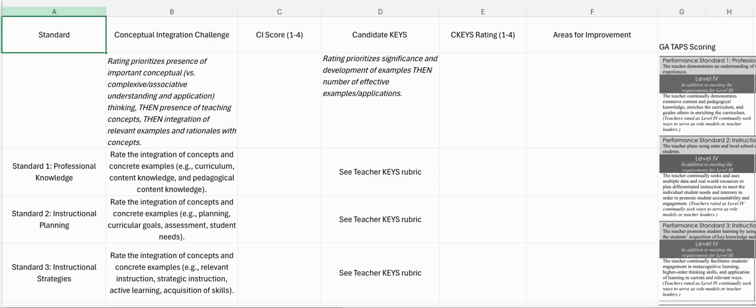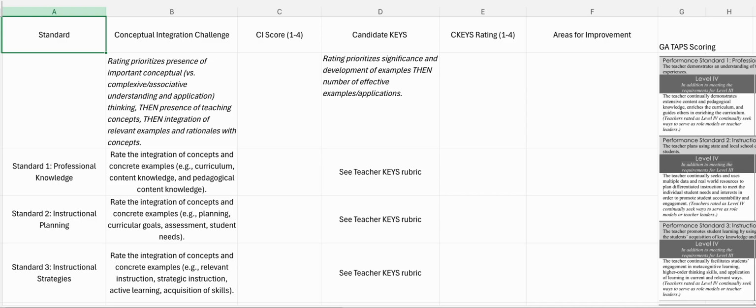So in this case, we only have one concrete example, but it does seem to me that she has been successful in working conceptually with the standard and drawing on examples from her work that do fit that example. So in column C, conceptual integration score, I would choose a 3 because the conceptual integration was effective.